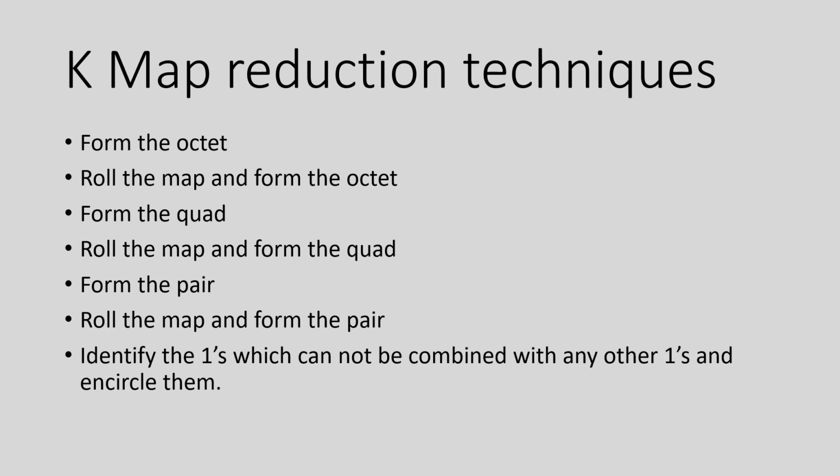If you do not find any quad, don't quickly jump to pair. First roll the map and try to form the quad. If these two possibilities are not there, then and only then go for pair. If you do not see any pair, again roll the map and try to form the pair. If all these three possibilities of pair, quad and octet are not present, then only go for the last step, that is identify the ones which cannot be combined with any other ones and encircle them. We will see a few examples on K-map in the next slides.